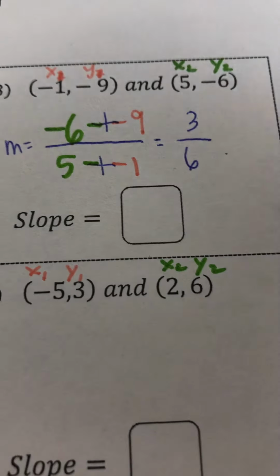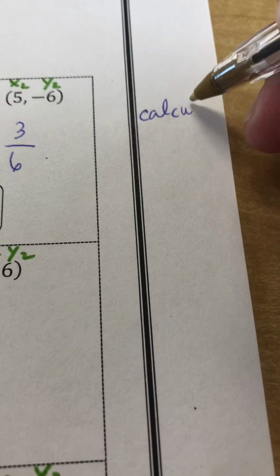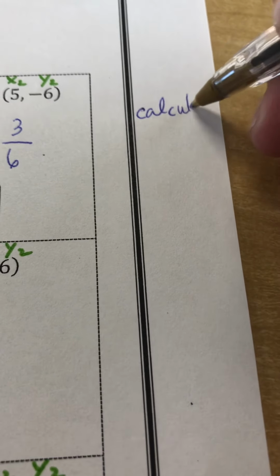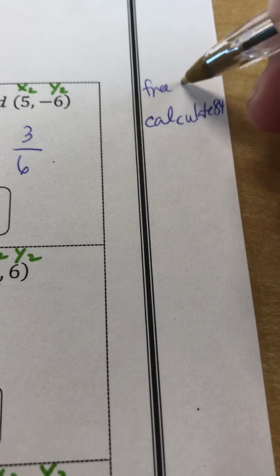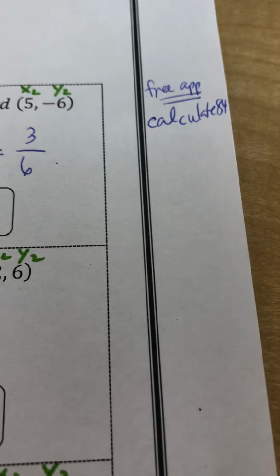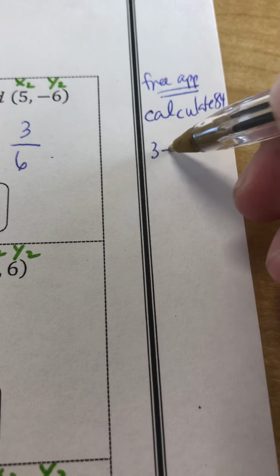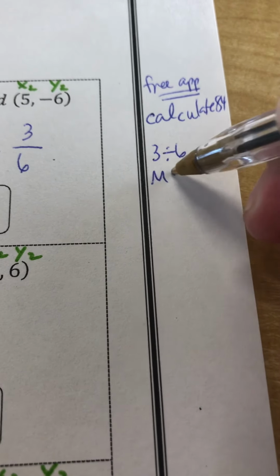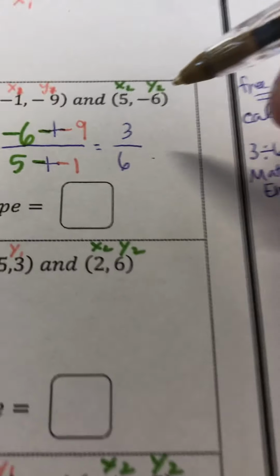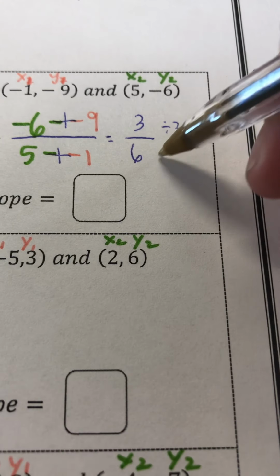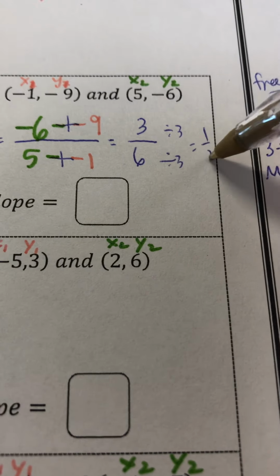In our calculators that were yellow, this is what we would write. If you have the TI-84, that's a free app. So that's a wonderful app to have. But what we would do is 3 divided by 6, and we would hit math, enter, enter, and that would help us to reduce. Otherwise, you have to know that both of these are divisible by 3, and so that's why it's going to be 1/2.